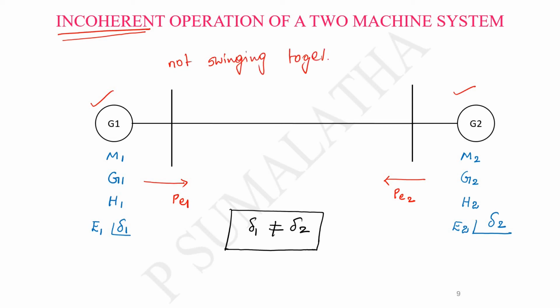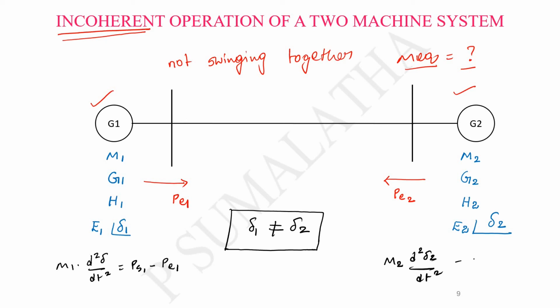So what will be the value of M equivalent in this condition? How do we find it? As usual, you can write the swing equation for each machine as M1 into d square del 1 by dt square is equal to the shaft power of the first generator minus the electrical power of the first generator. Similarly, M2 into d square del 2 by dt square is equal to PS2 minus PE2.